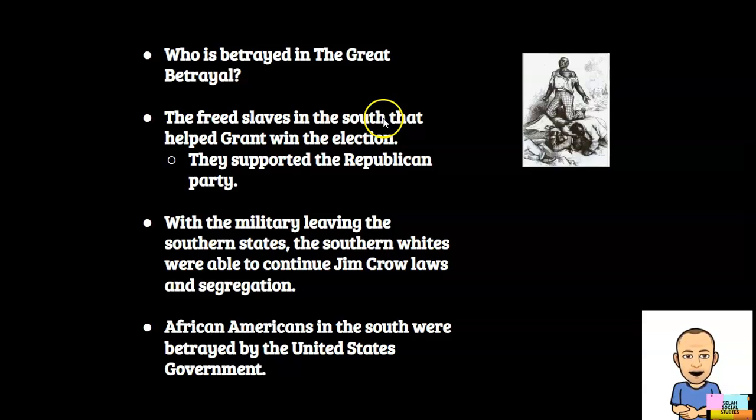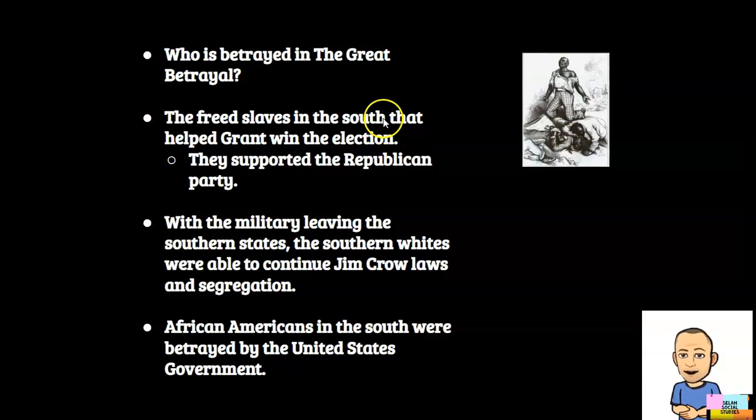So here is the compromise. What is this great compromise? That's this great betrayal. It consisted of several parts. All right, both sides of the argument had to gain in some manner. So the Northerners and the Republicans got the presidency. Hayes was elected president. Okay, so that was the key right there.